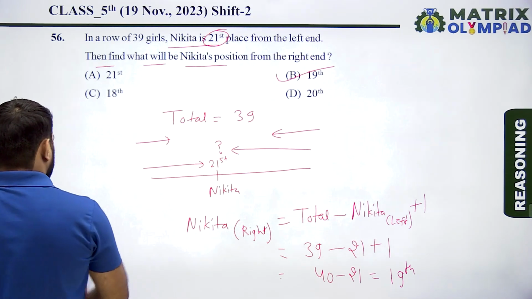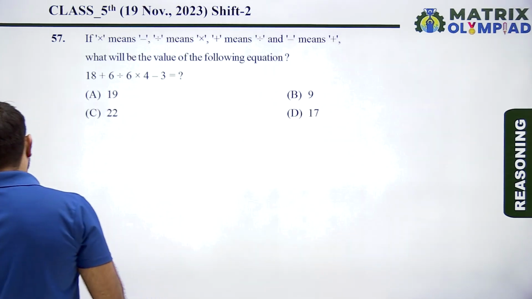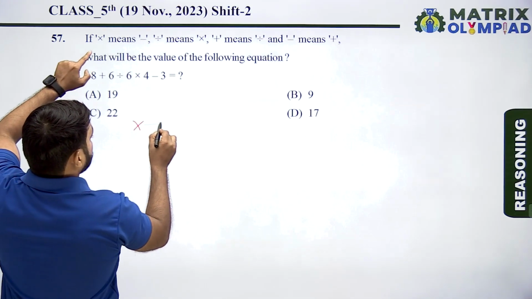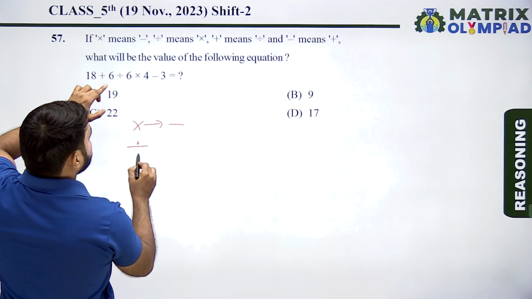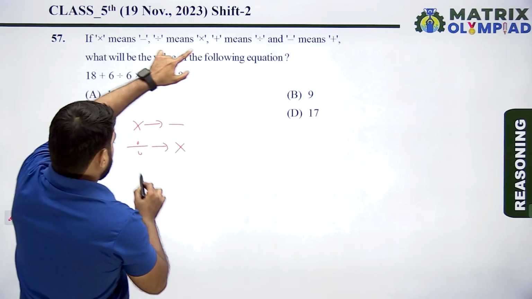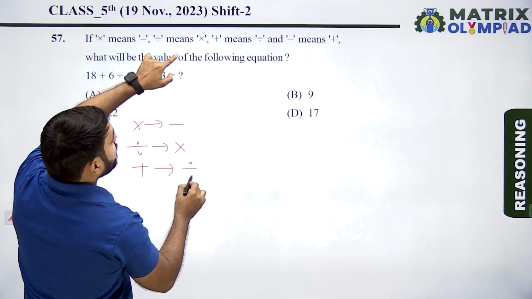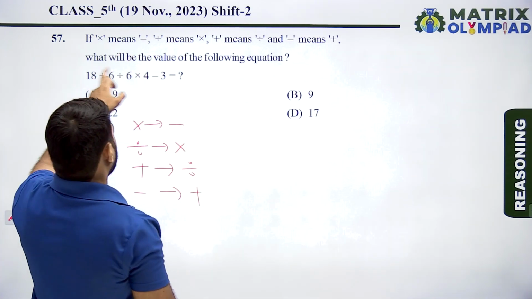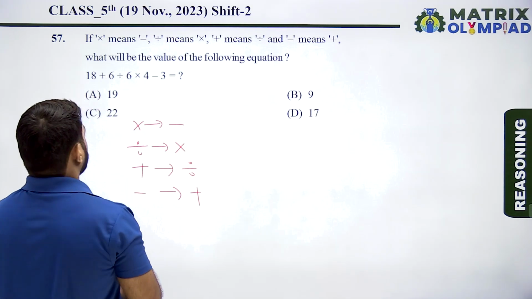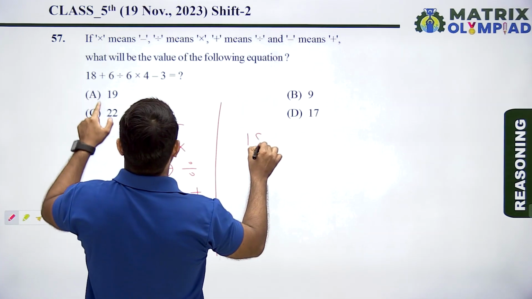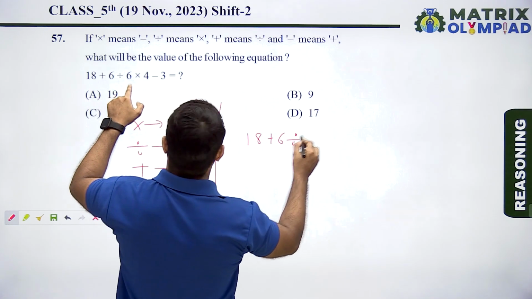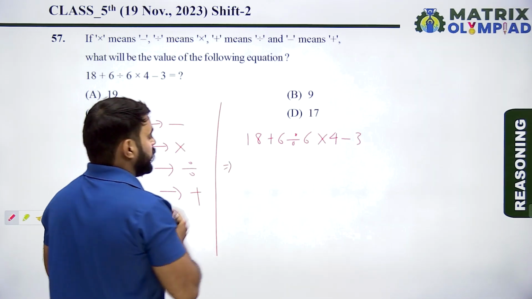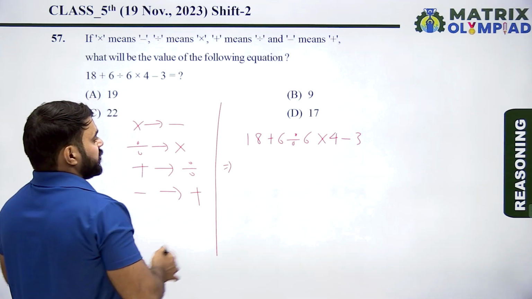So now let's move on to the next question. The next question is question number 57. If multiply means minus, divide means multiply, plus means divide, and minus means plus, then what will be the value of the following equation? The equation is 18 plus 6 divided by 6 multiplied by 4 minus 3. So find the value of the given equation.